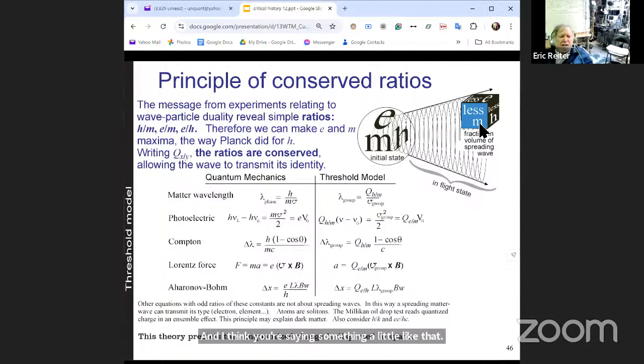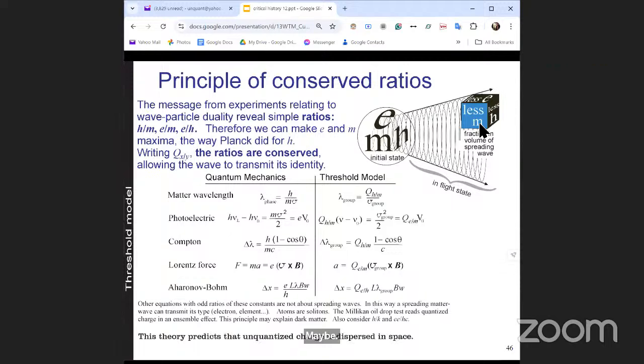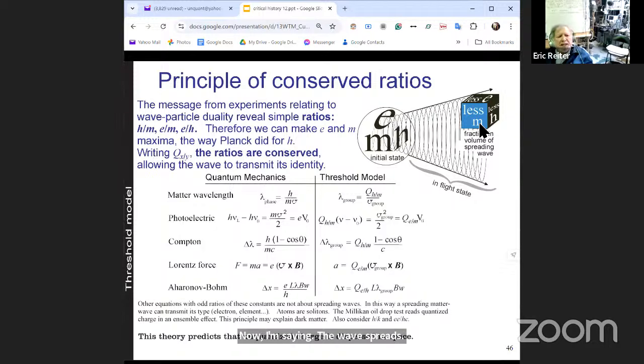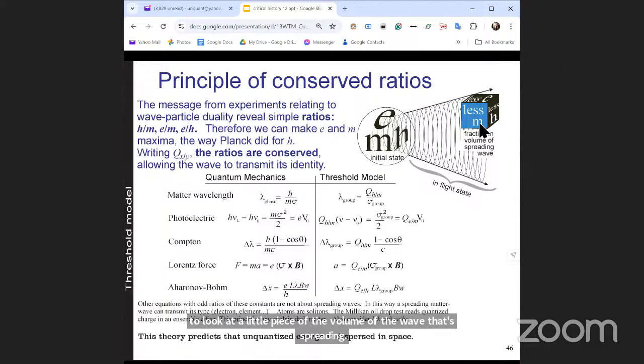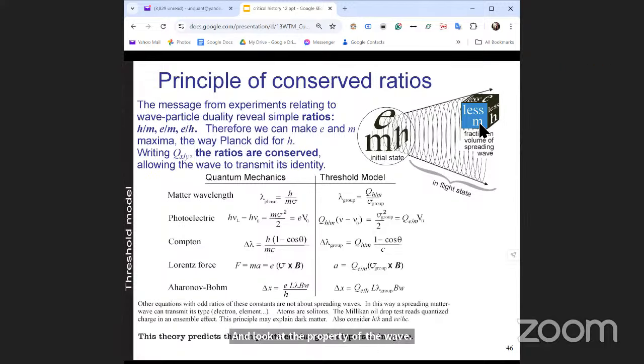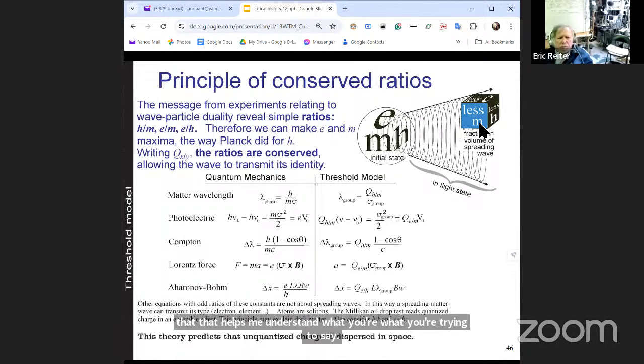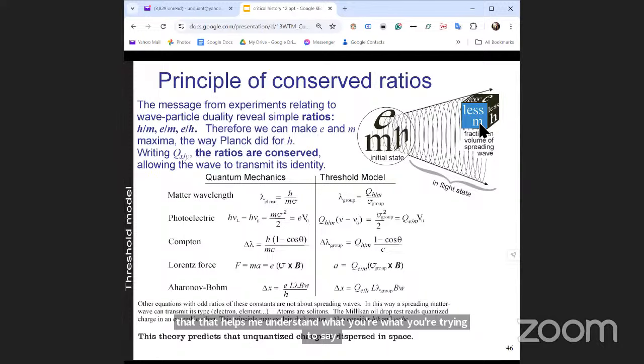No, I'm not saying the volume persists. I'm saying the wave spreads, and to look at a little piece of the volume of the wave that's spreading and look at the property of the wave. Okay, that's why I'm glad I asked, because I thought you were talking about a distorted volume. All right, that helps me understand what you're trying to say. Thank you. Very good.